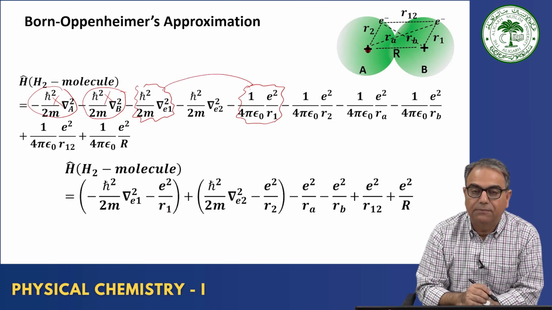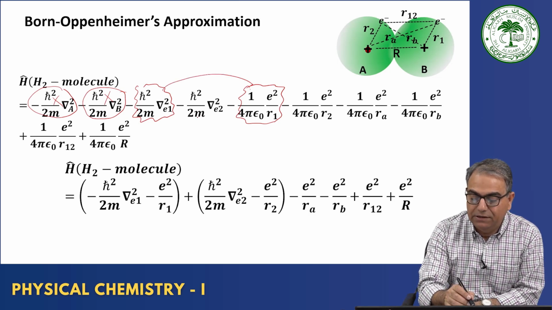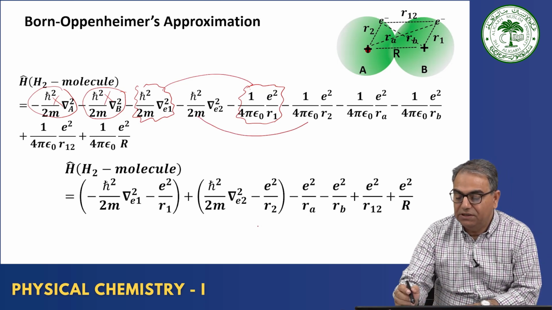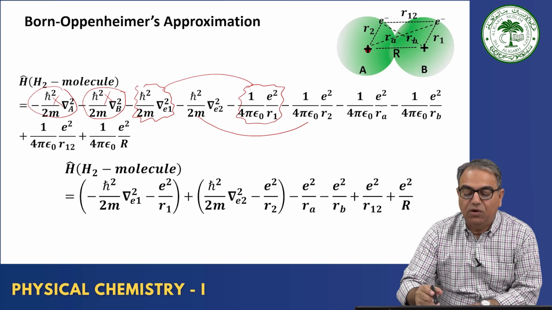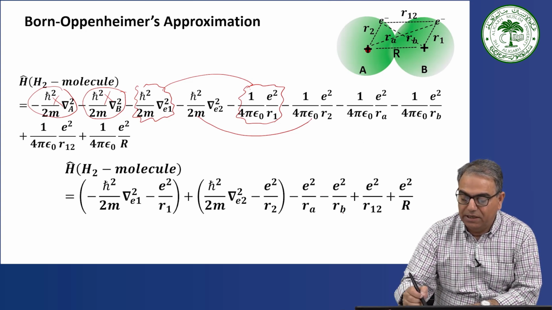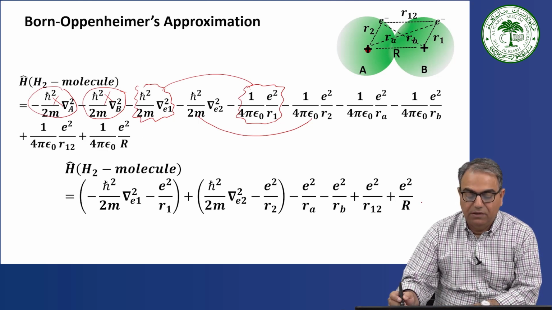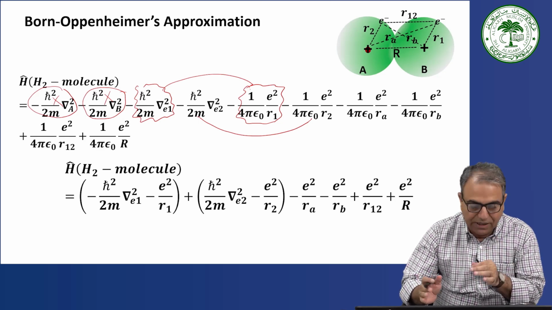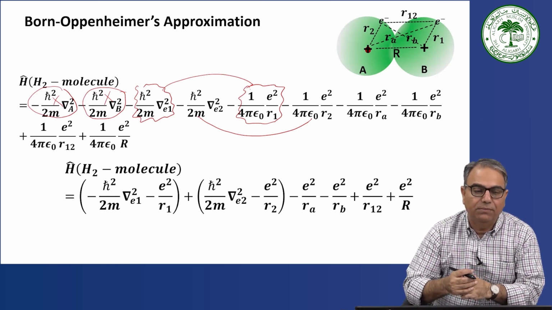These two I have written together. Then I can write these two together. So these two together, and the rest of the terms, and I have removed all the 1 by 4 pi epsilon naught for simplifying this equation. So now it is e square by RA, minus e square by RB, plus e square by R12, and plus e square by R. So now at least the Hamiltonian looks slightly simpler as compared to the previous one after Born-Oppenheimer's approximation.